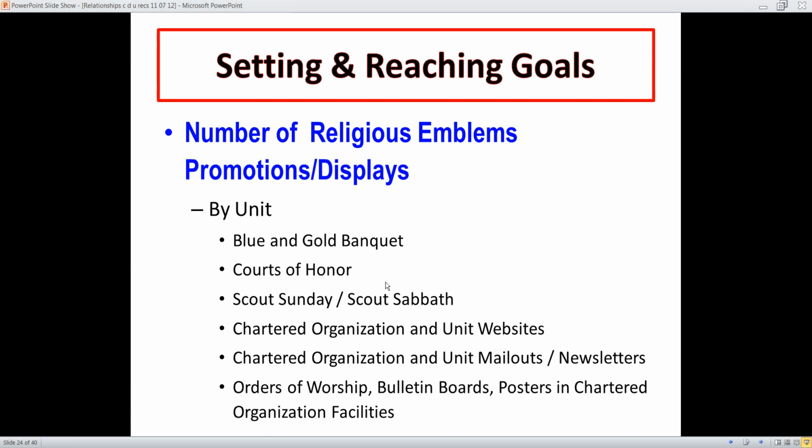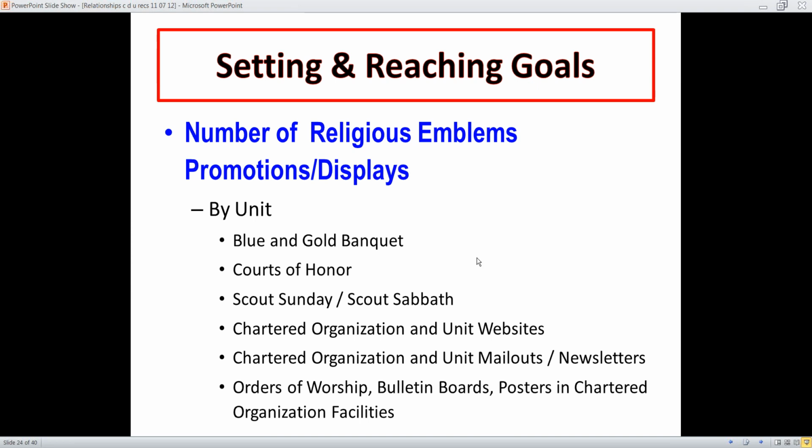I mentioned that because in the units that I've been involved with, we very rarely fail to get at least one new scout from a demo camp because they saw what was happening and they wanted to be involved. I think the same is true of religious emblems, that by having the emblems available, by showing the materials, you'll have greater participation. Think of the chartered organization and its websites as well as the unit's websites. Surely, again, the chartered organization and unit mailouts, our newsletters, a simple mention in the order of worship on bulletin boards or posters in the organization facilities are all good reminders.